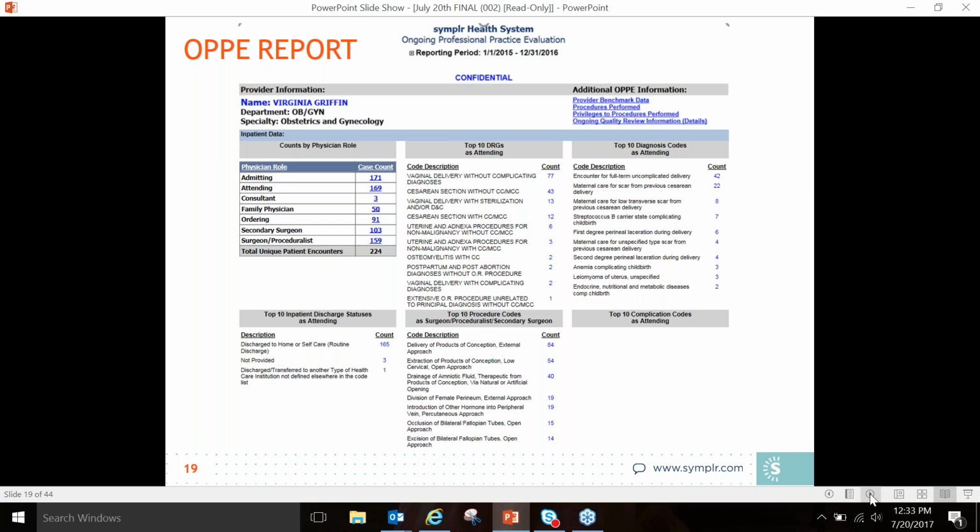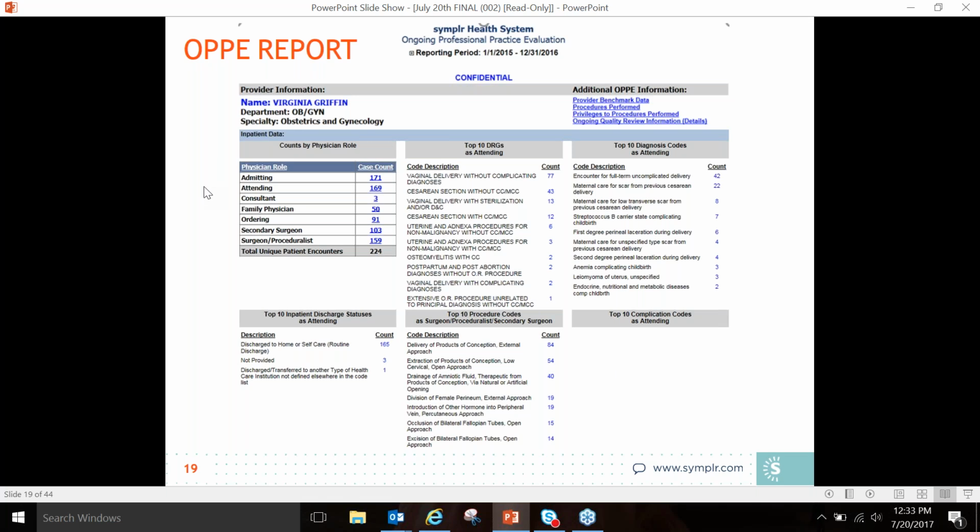So here you see I have pulled her case counts by role here on the left-hand side of the screen. So I see that she's had cases as the admitting, attending, consultant. She's a family physician as well, apparently, ordering, secondary surgeon, proceduralist. So she's had several different roles here. And if you notice, they don't add up to the total unique patient encounters. The reason for that is she was probably the admitting, attending, and consultant on more than one patient, or a combination of these roles on more than one patient. So you'll get her actual case counts per role.